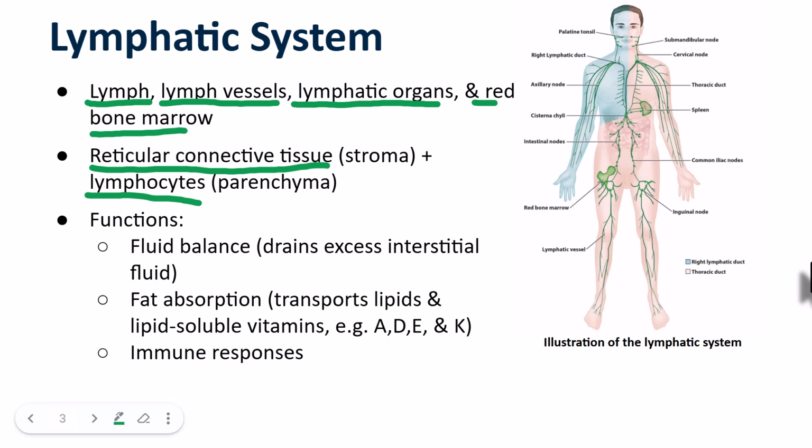The three major functions of the lymphatic system include fluid balance. So it is what picks up any excess interstitial fluid to return it back to venous circulation within the thorax. It's also responsible for the absorption of various fats and the transportation of lipids and lipid-soluble vitamins, such as vitamins A, D, E, and K. And finally, and probably most famously, the lymphatic system is important for modulating immune responses.